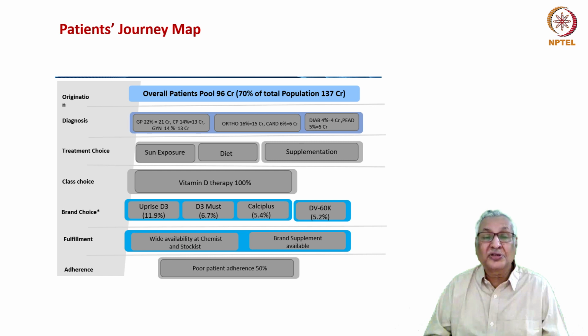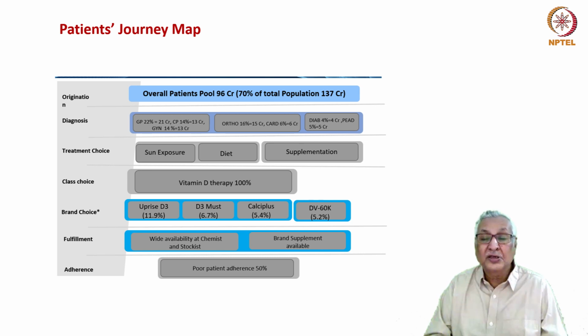And what is the treatment choice? Obviously, sun exposure is the best, followed by diet and then supplementation. All of these three could occur together when there is huge vitamin D3 deficiency. Class choice, vitamin D therapy 100%. And brand choice, Calci Plus is at 5.4%. Leader is Uprise D3 at 11.9%. So from third position, you would like to go to the first position.